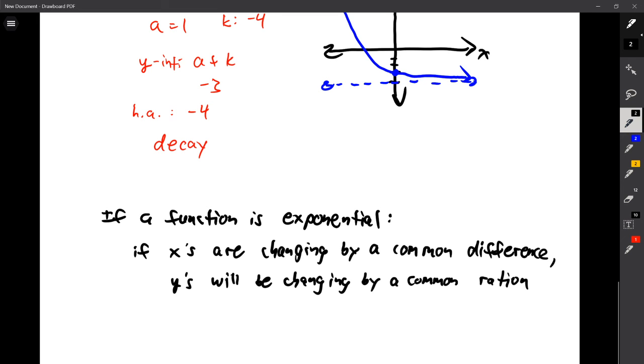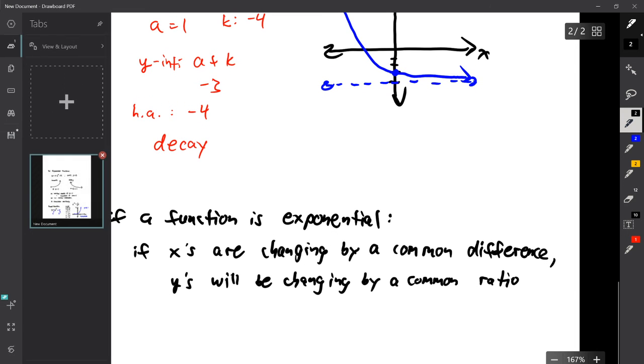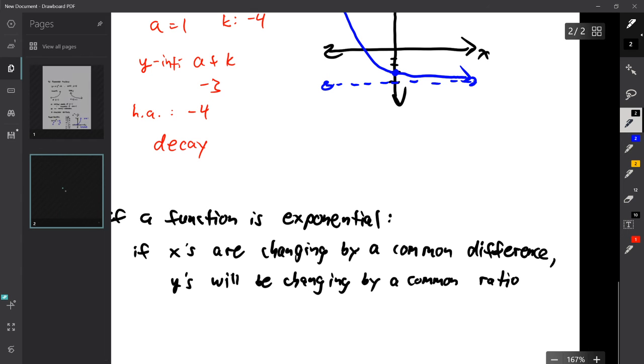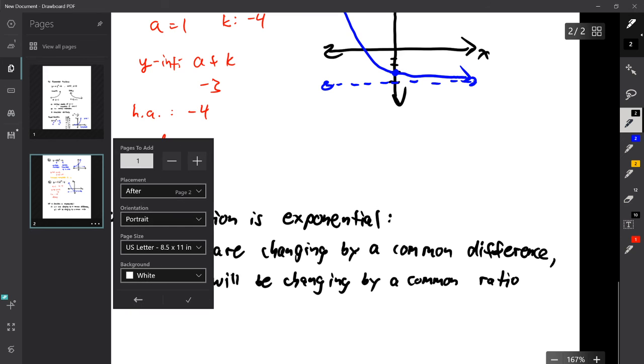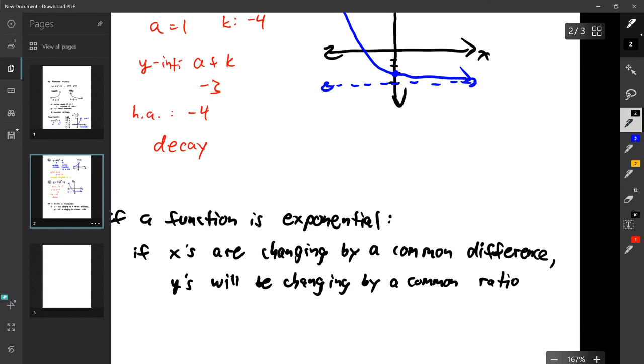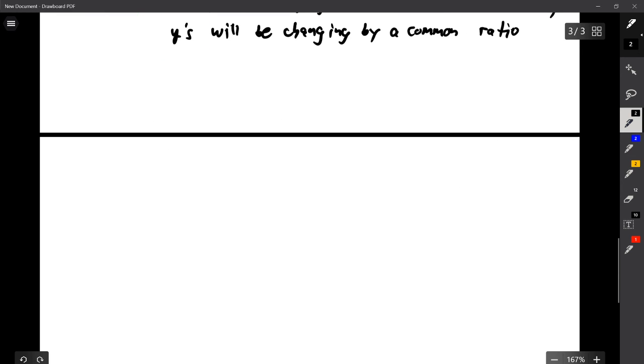I'm sorry, ratio. So here's what we mean by that. I need to add another page here. So I need to go there and here and insert new pages, and I just need one more. All right, so here's what we mean by that.